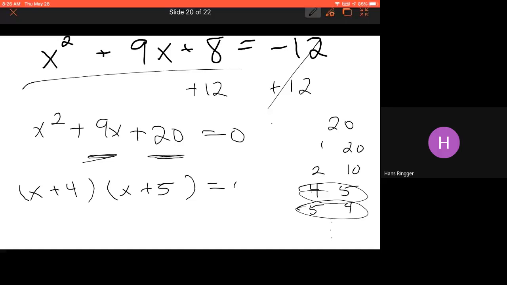Because it equals 0, we can now use the zero product property to find my solutions. We have x plus 4 equals 0. Solving for x, we get x equals negative 4. This is one of my solutions. For the other factor, we have x plus 5 equals 0. So solving for x, we find the second solution is x equals negative 5. This equation has two solutions.